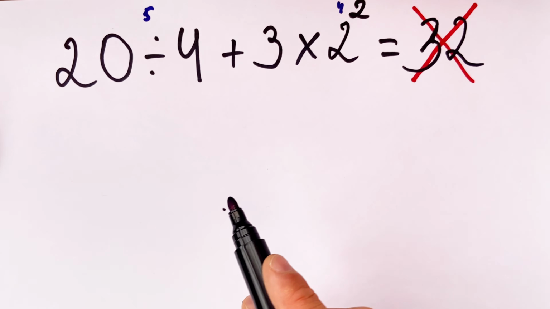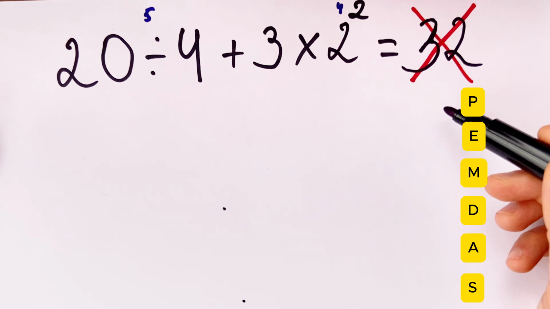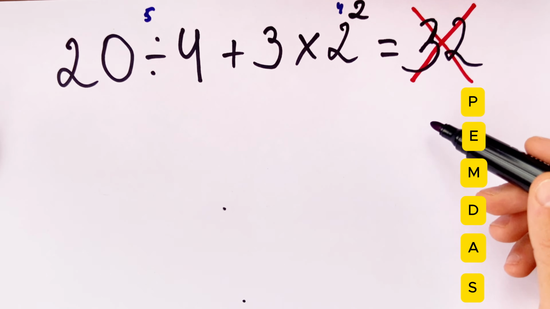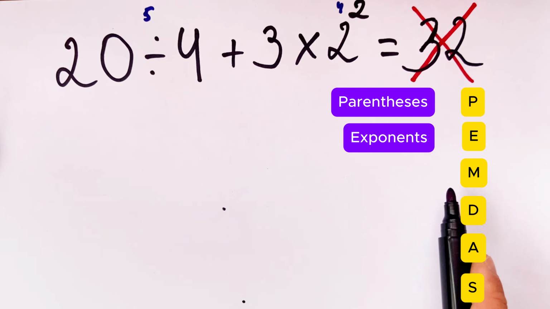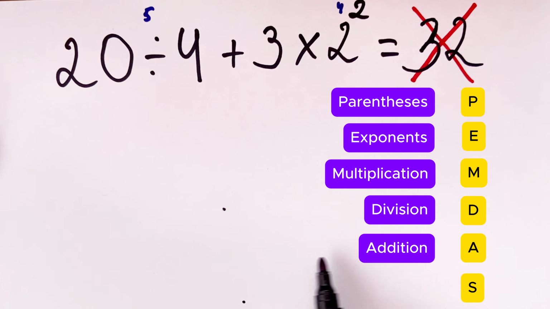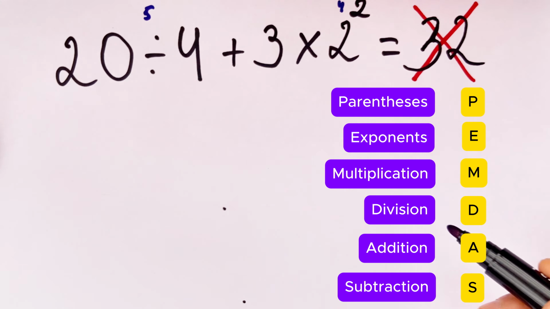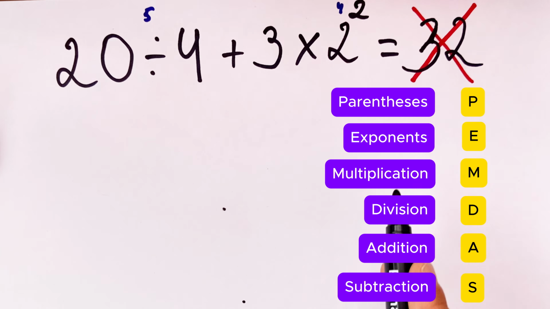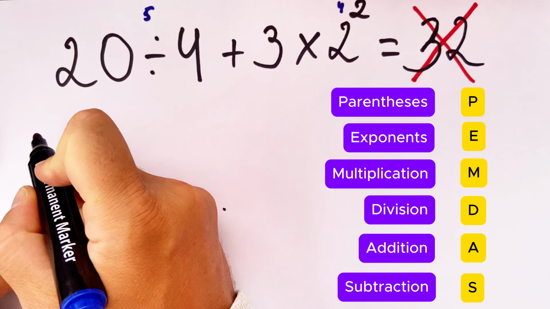Here's the right way to solve it. We will use the order of operations rule, which is PEMDAS. PEMDAS stands for parentheses, exponents, multiplication, division, addition, and subtraction. This tells us the order in which we must solve the equations. Parentheses first, exponents second, then multiplication and division, then addition and subtraction.